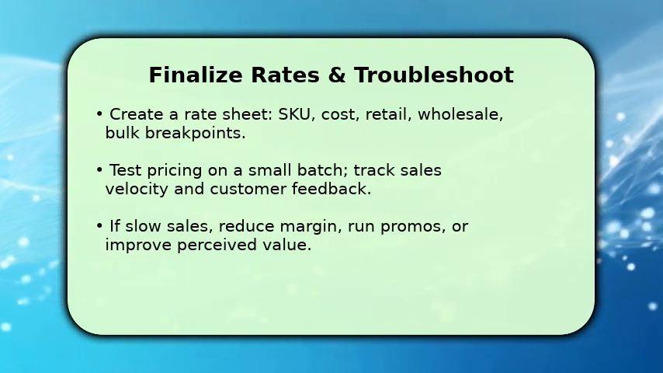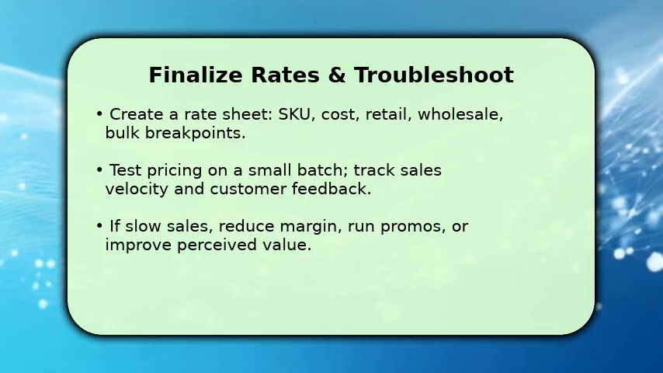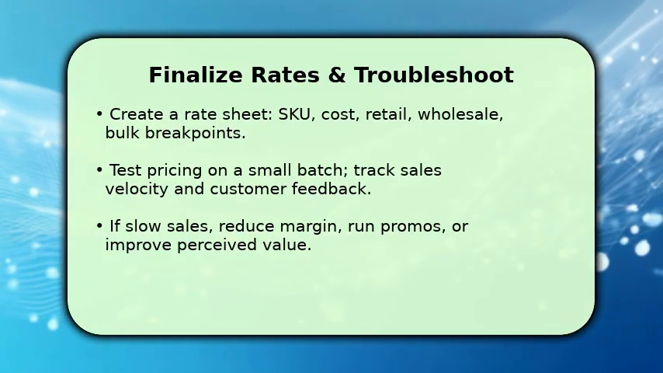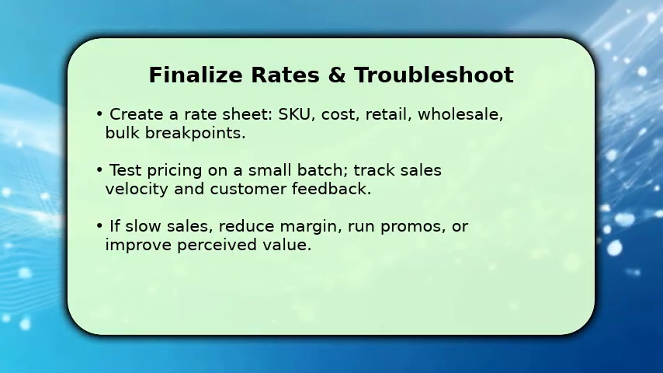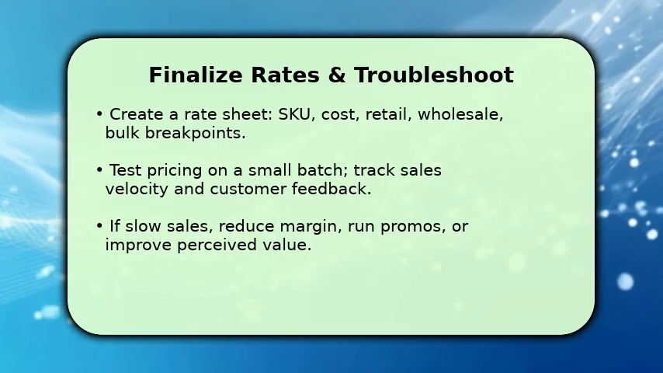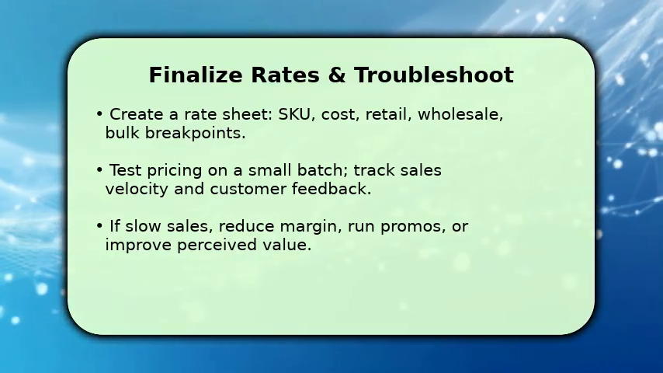and margins. Make sure to track returns, production time variance, and customer reactions. If sales are slower than expected, tweak one variable at a time. Lower margins slightly, add perceived value, or introduce limited-time promotions. Troubleshooting tip: if conversion is poor, measure which factor, price, presentation, or placement.